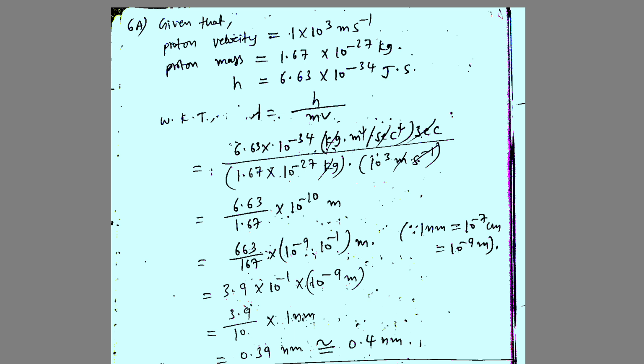wave theory concept, then we get 6.63 into 10 to the power of minus 34 joule second actually. But this is a very important conversion. That is, in the place of joules we have to substitute kg meter square per second square. Then finally we get answer 0.39 nanometers. It is approximately equal to 0.4 nanometers.